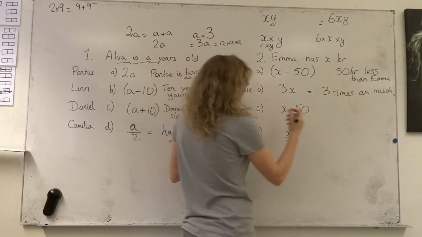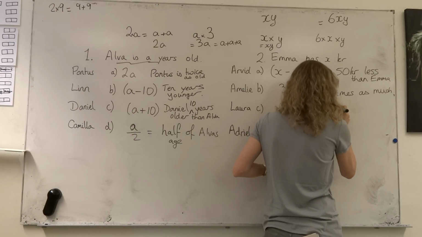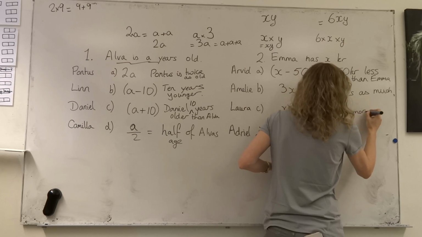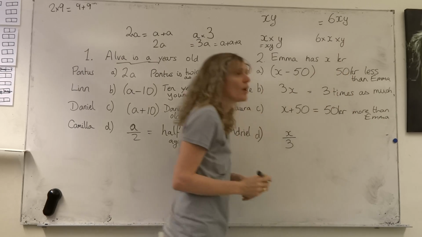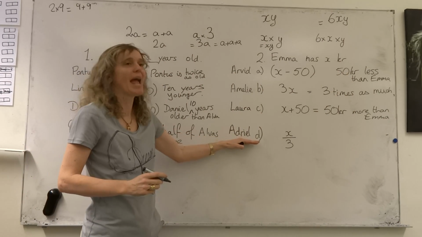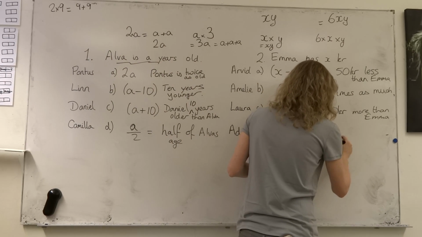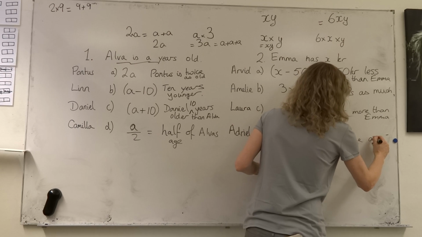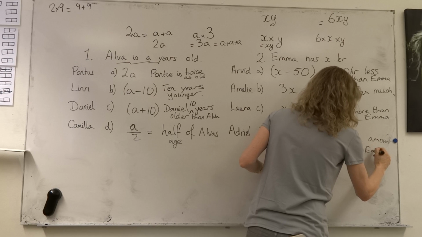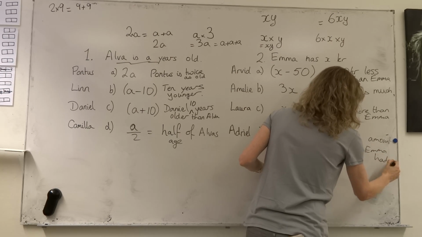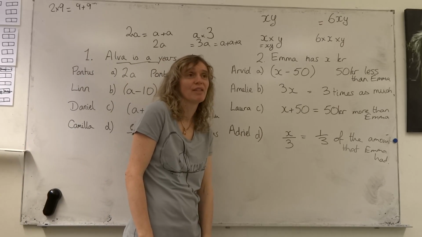What about Laura? Well, Laura's happier than Arvid at least, because she's got 50 kronas more than Emma. Okay? And then the last one, Adriel. He didn't have a good day here. He only got 1/3 of the amount that Emma has. So if Emma had 900, Adriel's only going to get 300 of that.